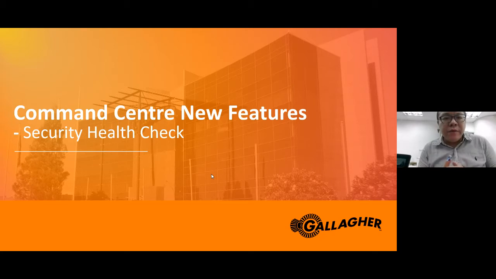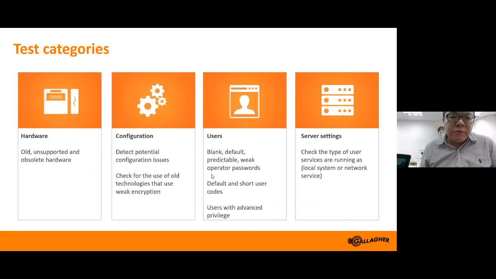So how this check is done is, we will measure the system in 4 categories. The first one will be hardware, which means the Gallagher hardware or any readers that are connected to the Gallagher system. If you have any legacy or unsupported hardware, we will give you a lower score on it, because it may not be easy to find a spare part, or replace one part for you. And the second one will be the configuration.